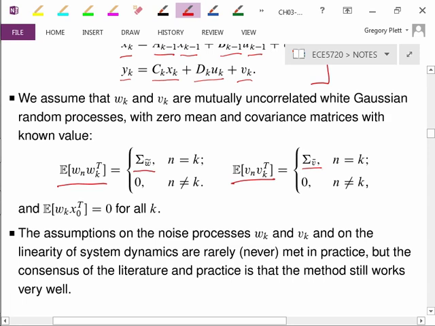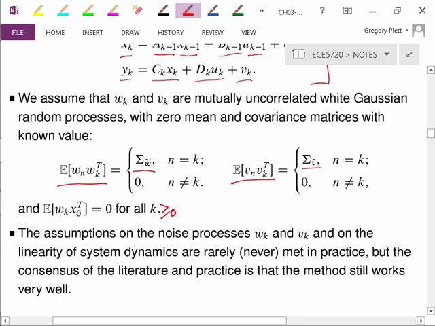And furthermore, we're going to assume that the expected value of w_k times the initial state is 0, for k greater than or equal to 0. So the process noise in the future is not correlated with the state of the system at any point in time, is what that means. And so it says that the state does not cause or influence the process noise. It's the other way around, is what this assumption is saying.